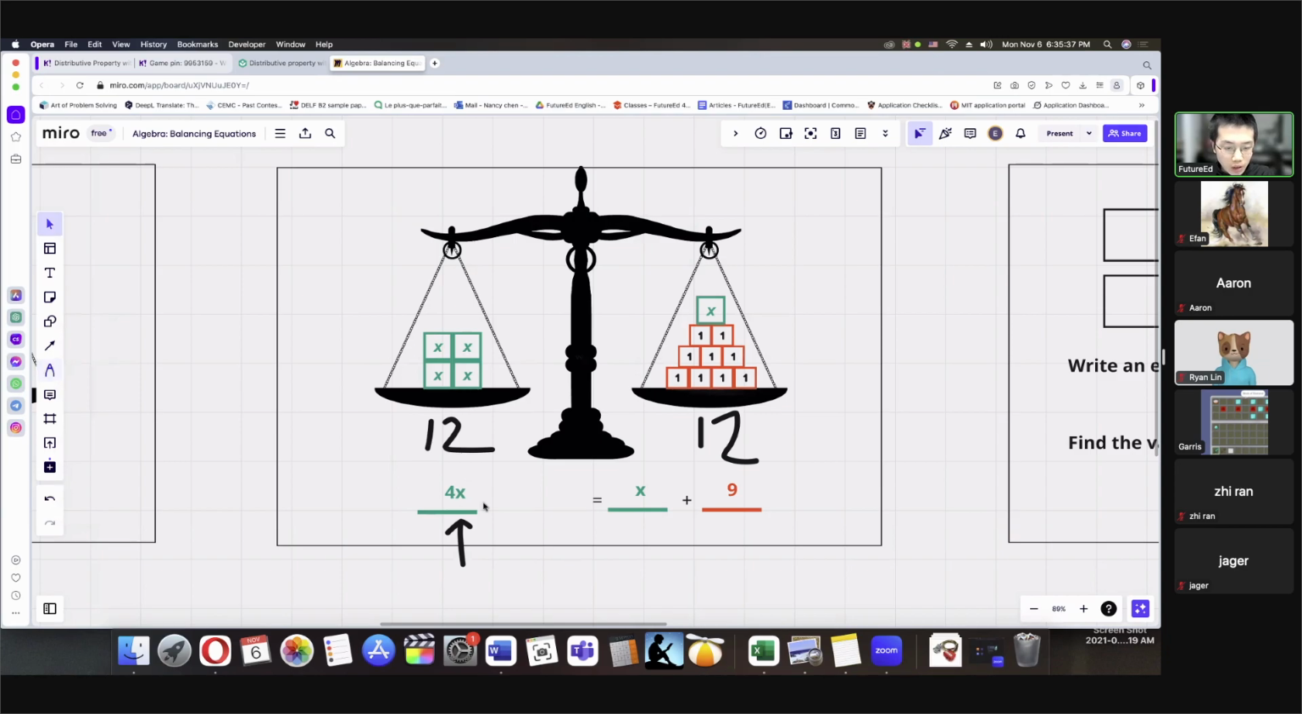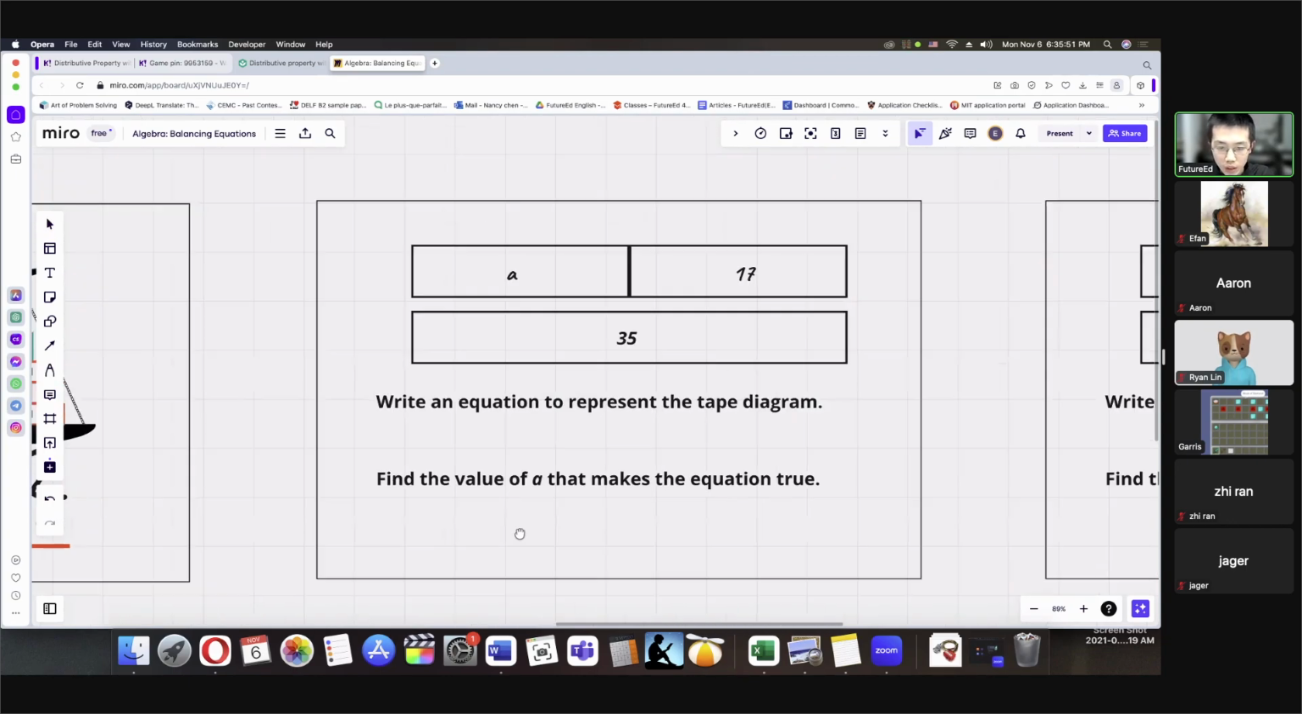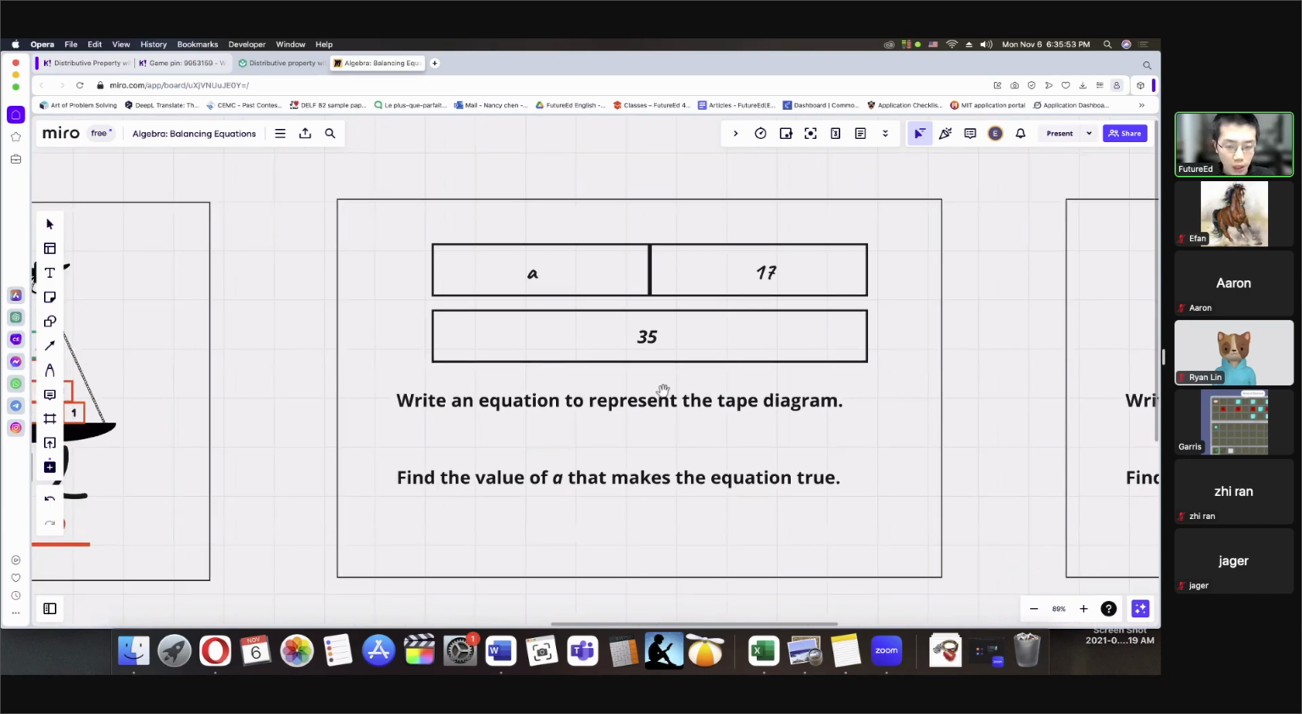So I think you should know by now how to solve two-step equations. We had 4x equals x plus 9. We could simplify it down, and then we got x equals 3 as the answer. But now something else I want you to do is, just staring at a picture, try and write out an equation. So Jagger, would you like to try writing out an equation to represent this tape diagram, please?